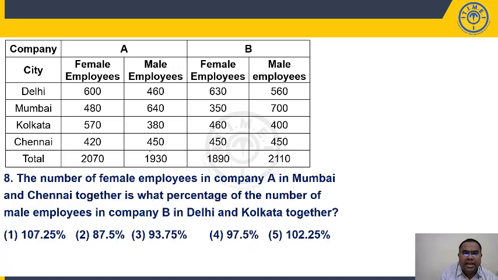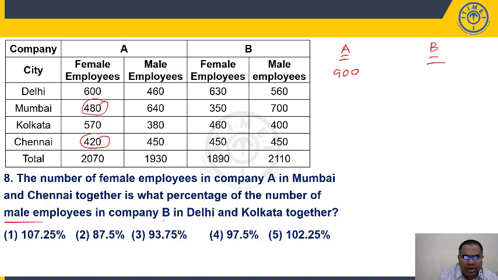Question number 3. The number of female employees in company A in Mumbai and Chennai together. Female employees in company A, Mumbai and Chennai, 480, 420, 900. This is what percentage of the number of male employees in company B.